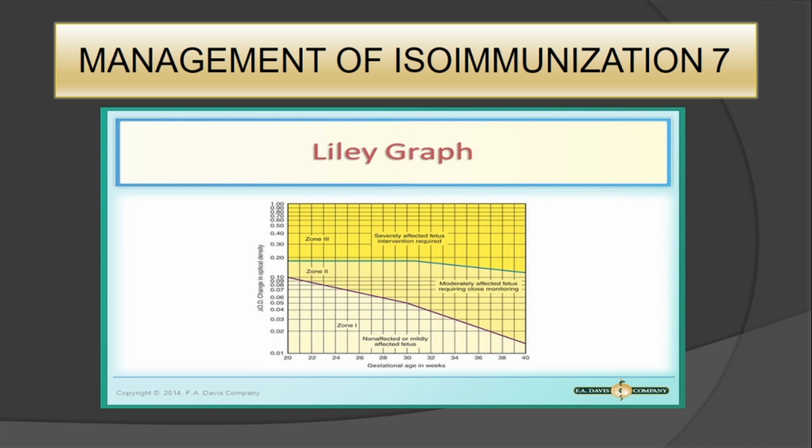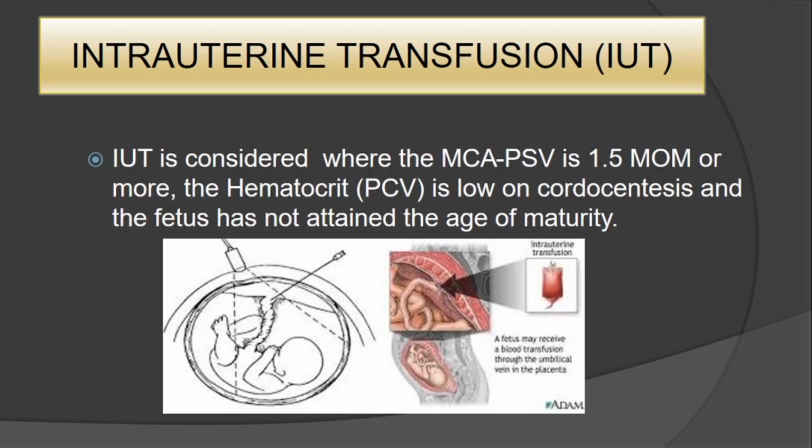This is a typical Liley's graph with zone 1, zone 2, and zone 3, depending on the level of the amniotic fluid bilirubin gotten from the optical density, from spectrophotometry at optical density of 450 nm. And if it is severe enough, if it gets to the range of zone 3, then that means the isoimmunization is severe. There will be fetal intervention.